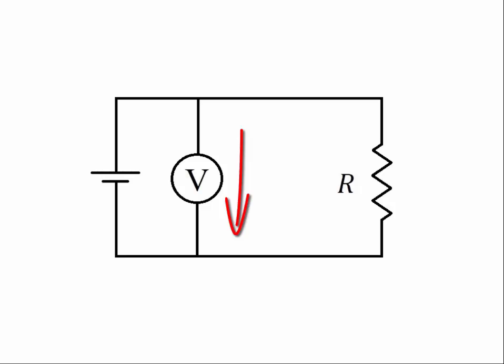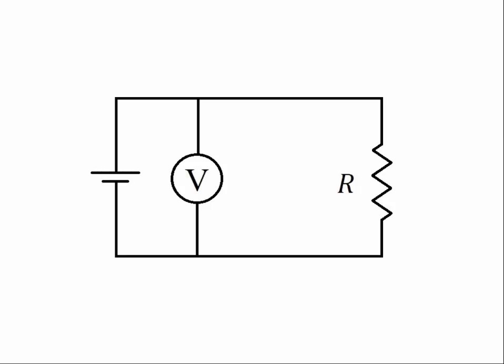The answer is no. A voltmeter has basically an infinite resistance, so current won't flow through it. So it doesn't affect the behavior of the circuit. This is just depicting the voltmeter measuring the voltage.